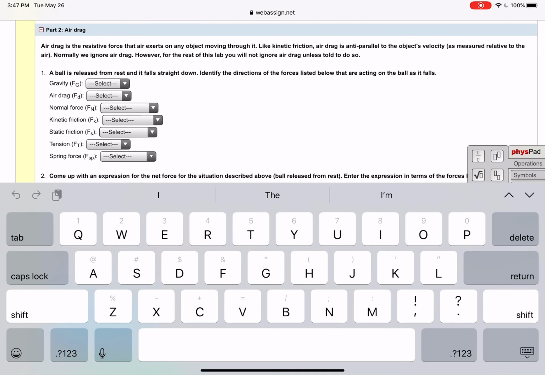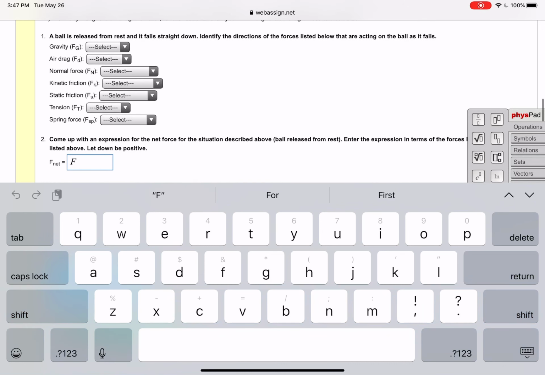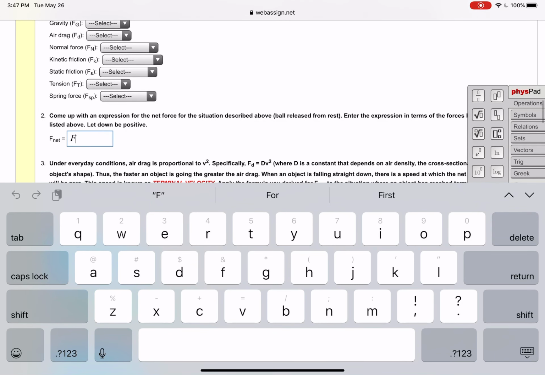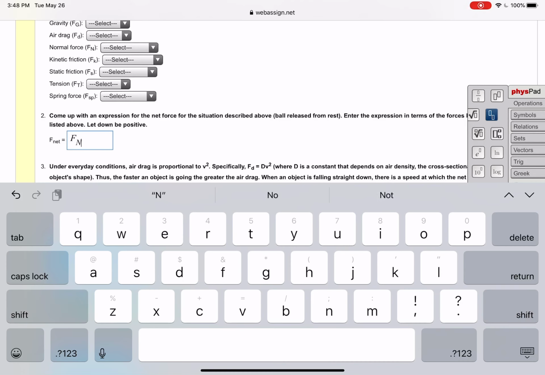So let's pretend, I'm just going to make up some formulas, that you had the normal force. So it'd be capital F. Because you want to use, I need to stress here, you want to use the right symbols. And the symbols for the various forces are written up here in the first part where it says gravity is F sub G, air drag is F sub D. This is the notation you have to use here in number 2. So F, now I want a subscript, and you can see the subscript button over here. I'm going to press it. There we go. And capital N. Then I would do capital N.